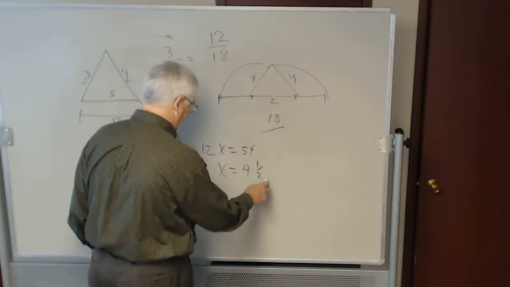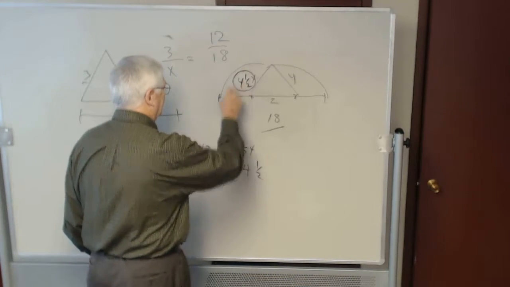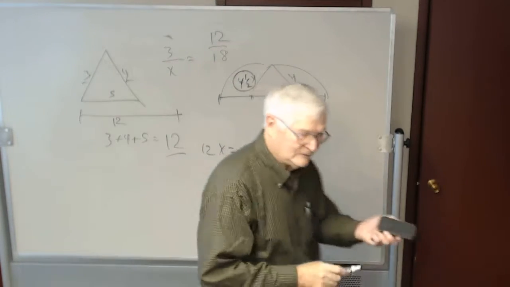And 1/2. 4.5. So x is 4.5. And then I can just keep doing the other stuff to find the rest of them.